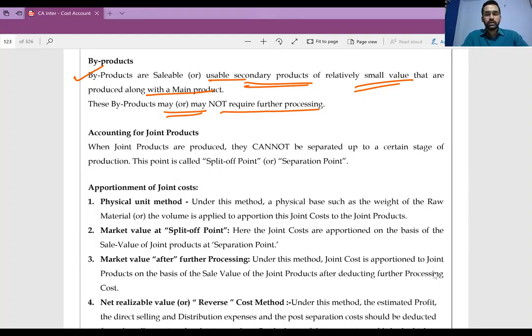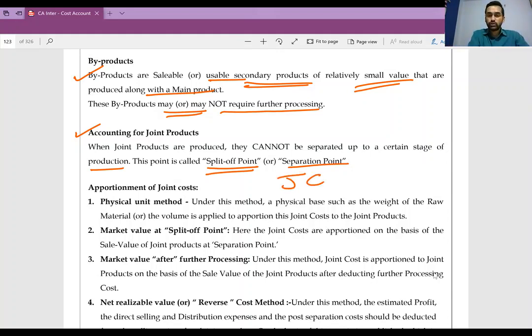Accounting for joint products. When joint products are produced, they cannot be separated up to a certain stage of production. That point is called split off point or point of separation. This I have already told you.